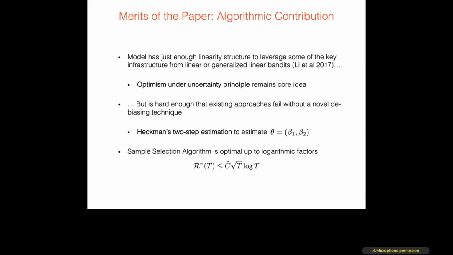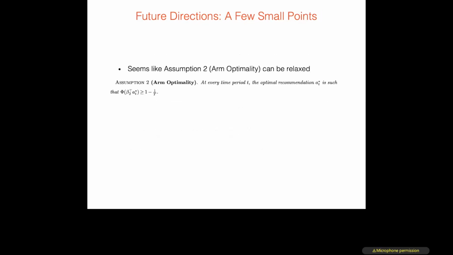And the other thing that's interesting is that the sample selection algorithm is essentially optimal. So you're getting something that, at least up to logarithmic factors, is as good as you could hope for. To say a couple of things about future directions, this slide is just a couple of small points. It's maybe more important just for you two, but I'll say it anyway.